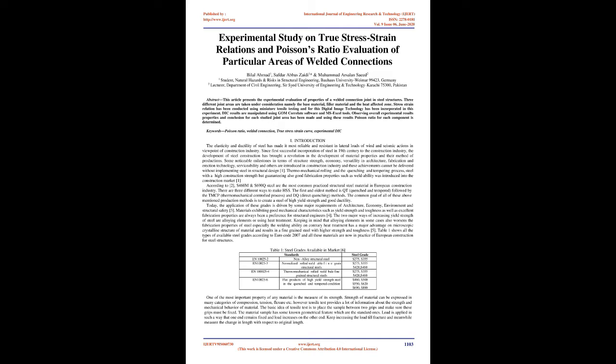quenching methods. The common goal of all of these above-mentioned production methods is to create a steel of high yield strength and good ductility. Today, the application of these grades is driven by some major requirements of architecture, economy, environment, and structural safety. 3. Materials exhibiting good mechanical characteristics such as yield strength and toughness, as well as excellent fabrication properties, have always been a preference for structural engineers.